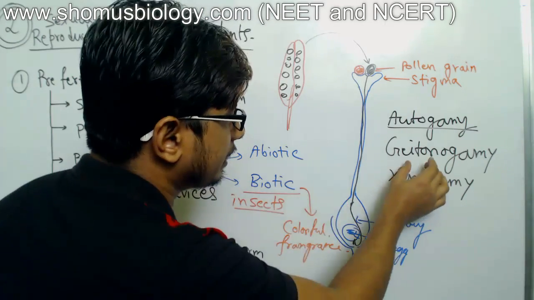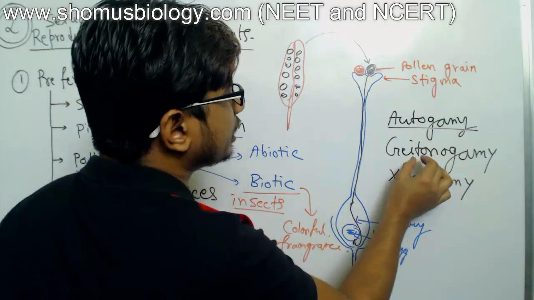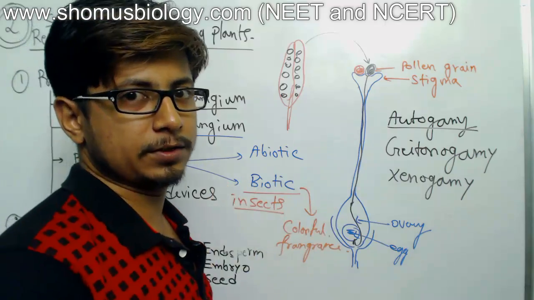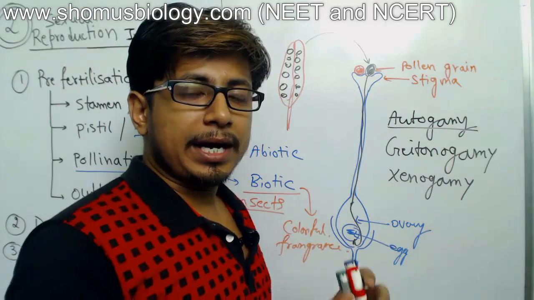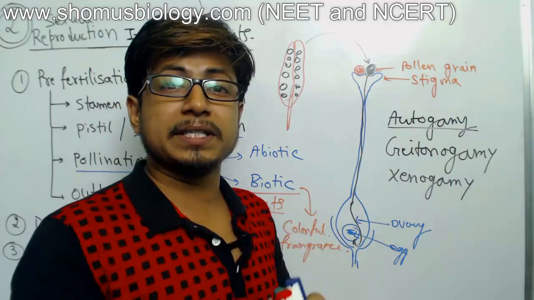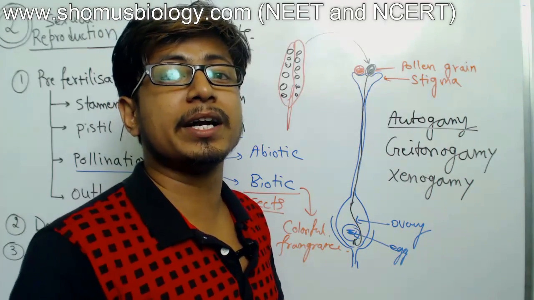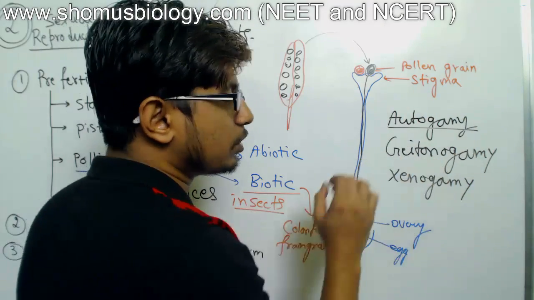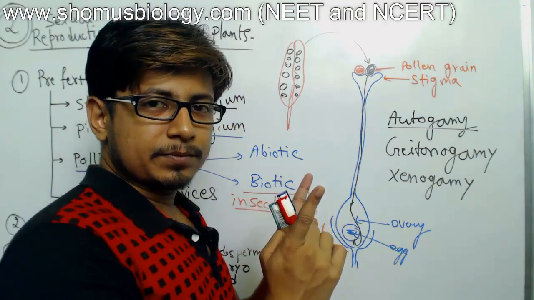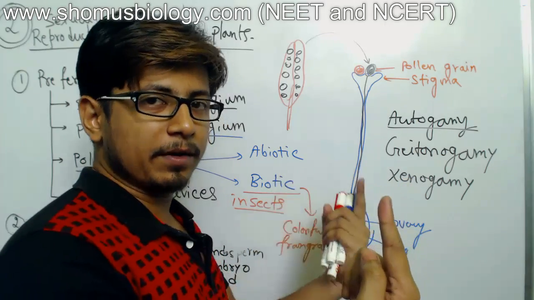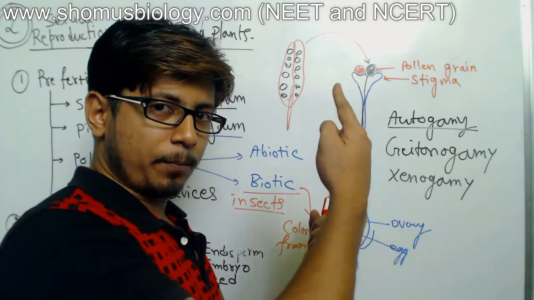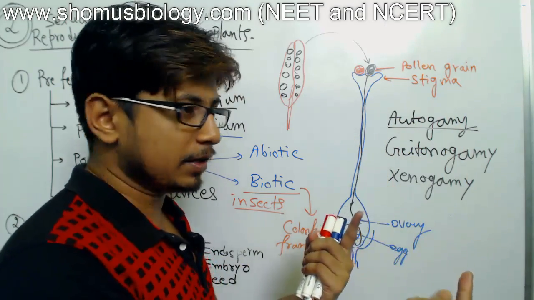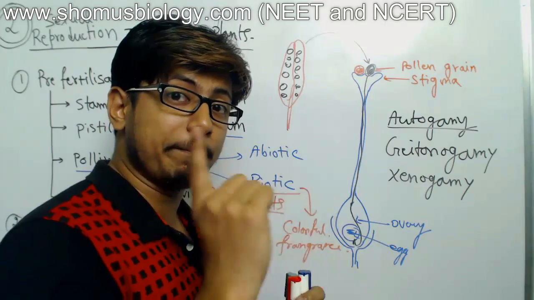pollination. That means in geitonogamy as well, the pollination takes place in the same plant but with different flowers. In autogamy, the male and female structures are present in the same flower, so they are kind of bisexual in nature. So for geitonogamy, flowers are separate. Male flowers are separate, female flowers are separate. Now pollen grain from a male flower will transfer to the stigma of a female flower. That's geitonogamy. But in the same plant.